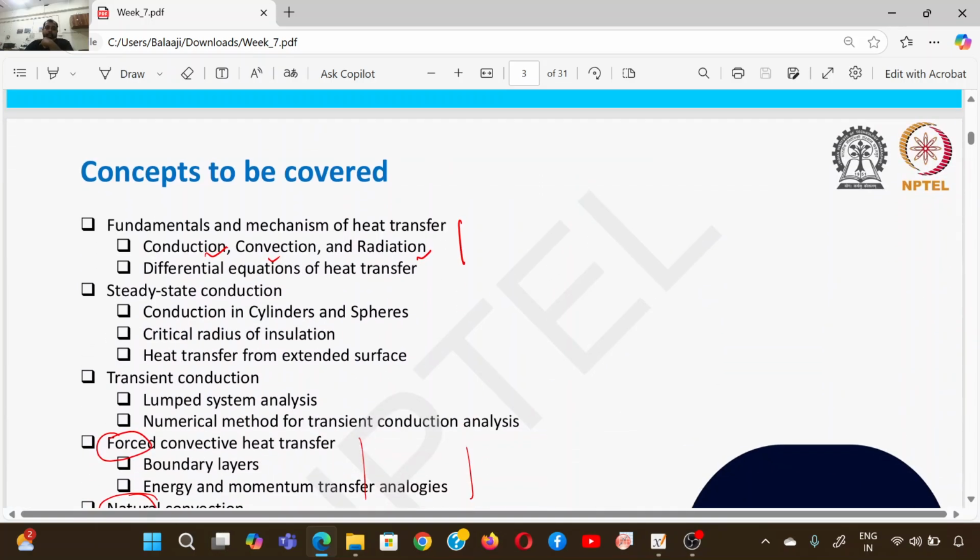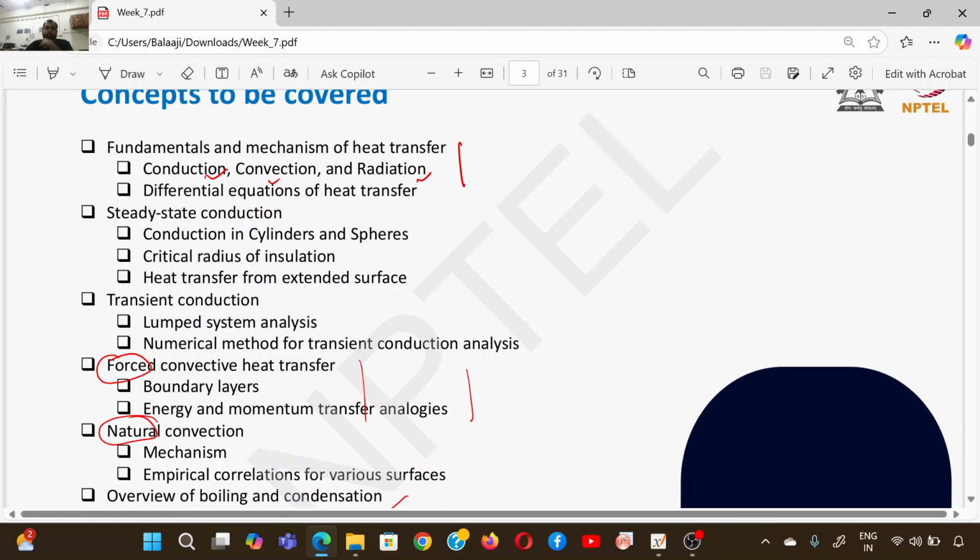So basically in this part we'll be covering conduction, convection, radiation, and the equation of energy in the differential form. Like we had the Navier-Stokes equation for fluid momentum transfer, like that we will have energy transport also. So we'll have different types of differential equation.